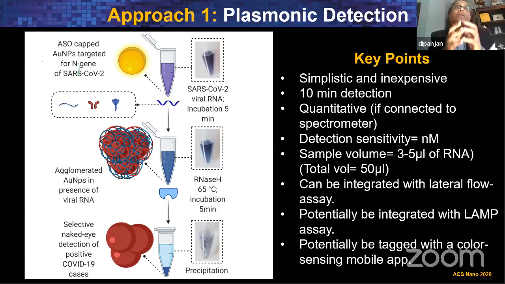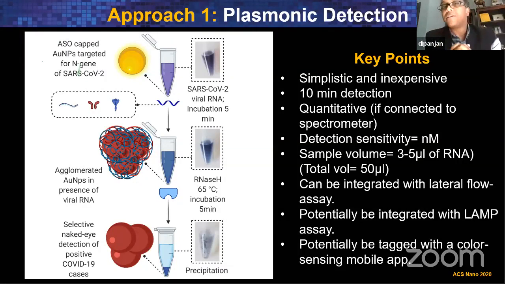But remember that this is something where we are not really requiring any amplification. In a classical PCR-based technique, you require amplification because the RNA that is coming is very, very tiny. You really need to amplify the RNA in order to detect it. Here, no amplification is required because we are exploiting the multivalency of the nanoparticle and the very high affinity of these antisense oligos to bind to those viral RNAs.